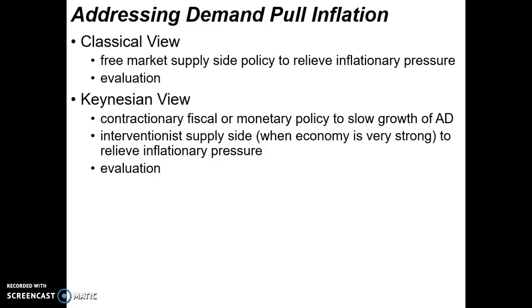Or you could also, if you go back to our Keynesian presentation, when the economy is very strong, then you might use interventionist supply-side policy, which is sometimes costly. For an evaluation, once again, I'll refer you to the Keynesian presentation, the pros and cons of contractionary fiscal or contractionary monetary policy. You need to be well versed in these for any macroeconomics question, but those would be the difference between the Keynesian and classical view. They see different strategies.